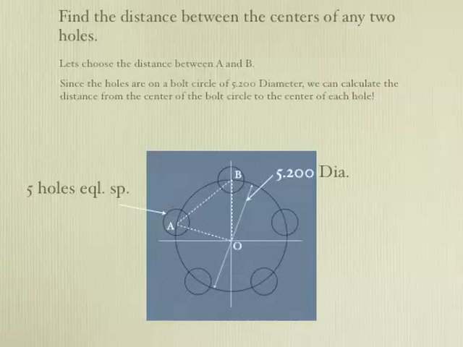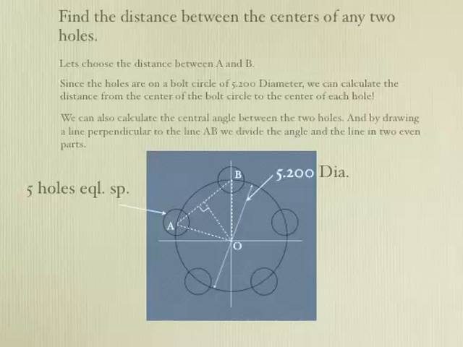Since the holes are on a bolt circle and the diameter is 5.200, we can calculate the distance from the center of the bolt circle to the center of each hole. That'll be the radius, 2.600. We can also calculate the central angle between the two holes, and by drawing a line perpendicular to line AB through the center of the circle, we can divide the angle and the line in 2 equal parts.